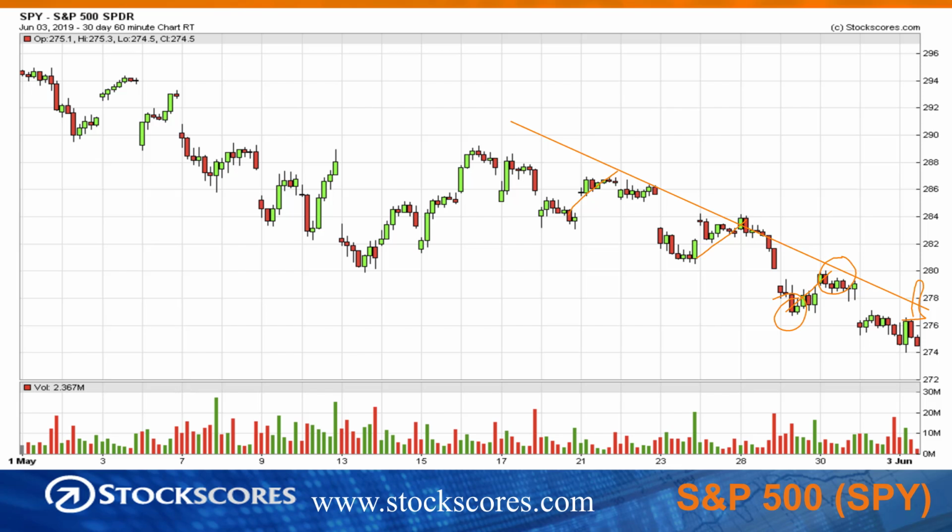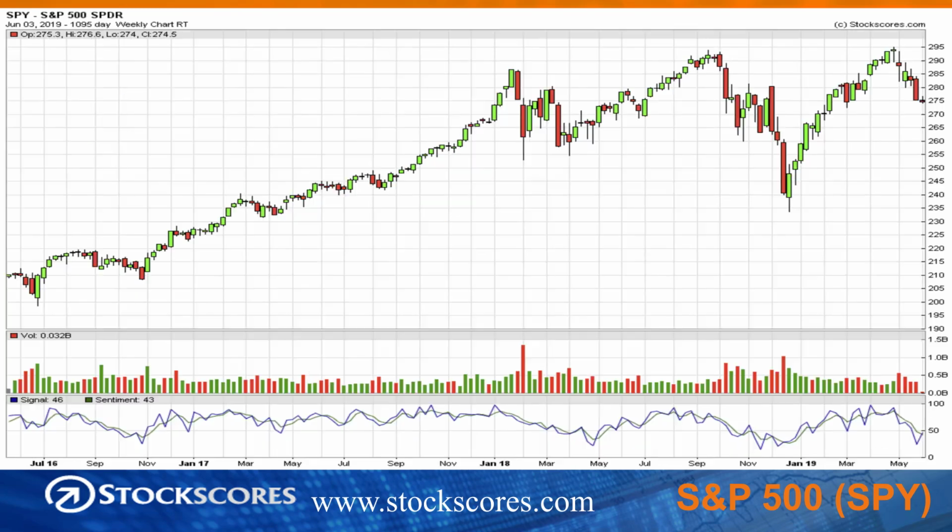Until this downward trend line in the short term is broken to the upside, you should remain relatively bearish in the near term. However, we can look at the longer term chart, the weekly chart, and see that what simply has happened is we have had a very strong rally. We got to resistance and we got stuck. And it's pretty normal for a market to pull back in that scenario.